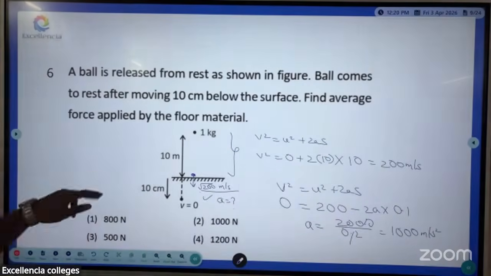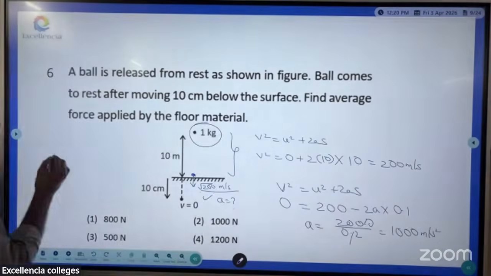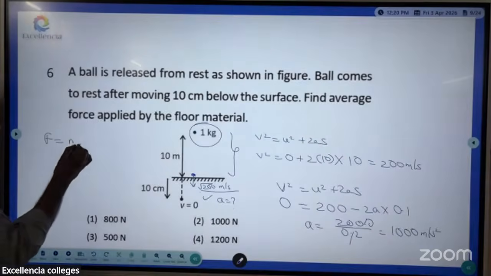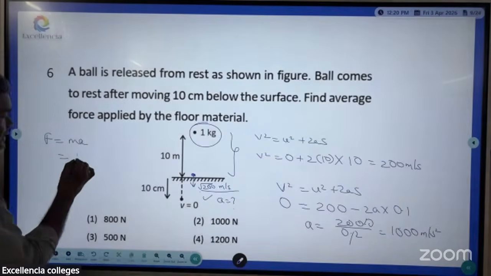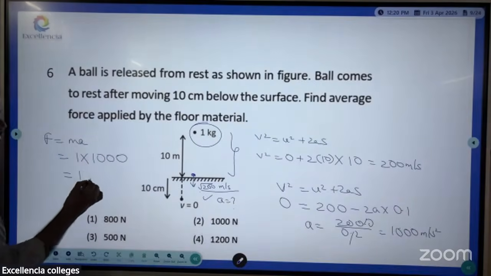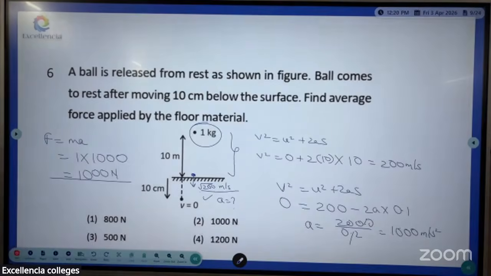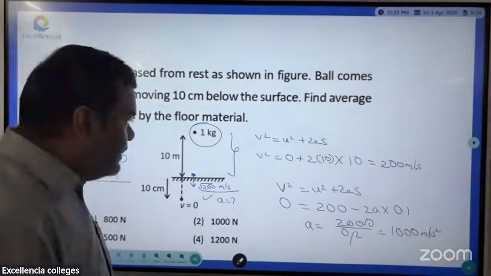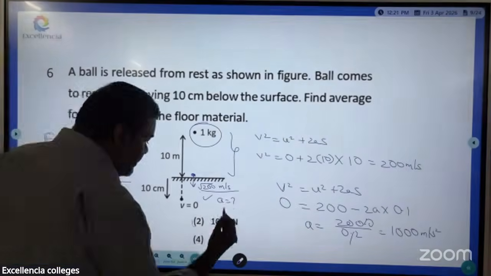So very high acceleration on hitting the ground. And if this is the acceleration, then what is the force acting on this? So F equals ma is the force acting on this. So mass is 1 kg and acceleration is 1000 meter per second squared. That gives you a force of 1000 newton. That's the force here, which we are writing here. Right. So this is how we need to simplify this. 1000 newton. This is the option given here.